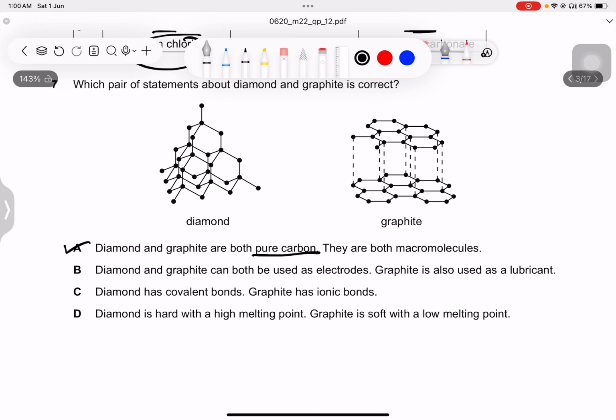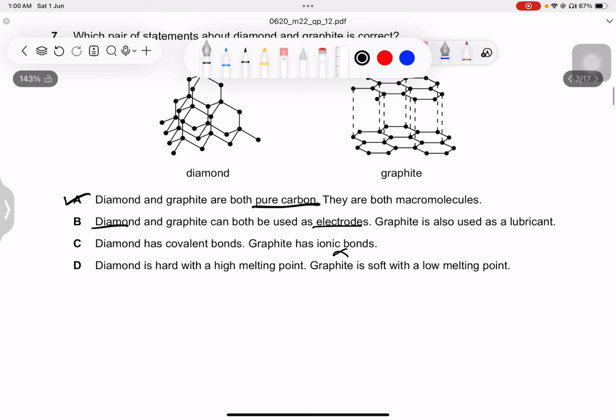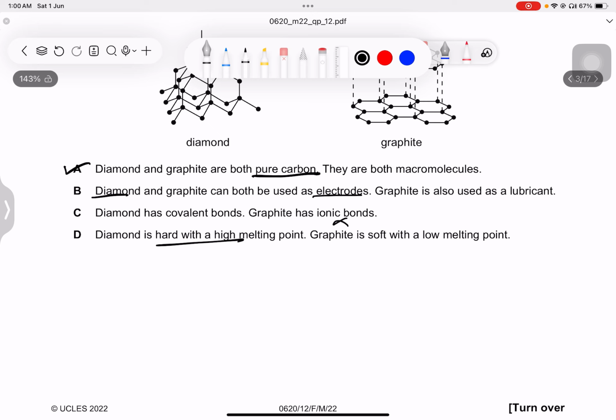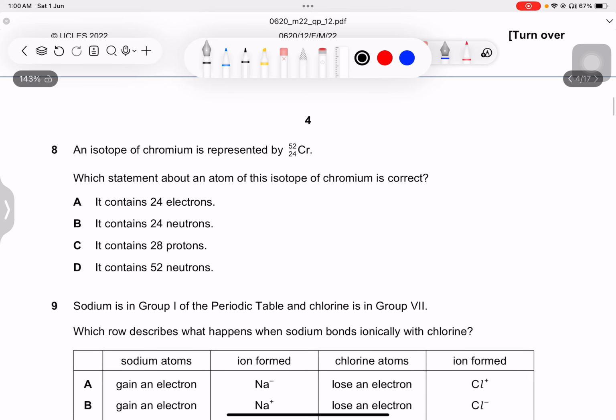Diamond and graphite can both be used as electrodes. No, diamond does not conduct electricity. Diamond has covalent bonds. Yes, graphite has ionic bonds. No, it has covalent bonds. Diamond is hard. Yes, graphite is soft with a low melting point. No, it has the same melting point about diamond.